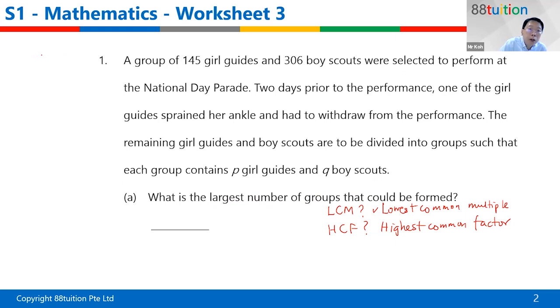So first of all, originally there were 145 Girl Guides and 306 Boy Scouts. Now, 2 days prior to performance, one of the Girl Guides sprained her ankle and had to withdraw. So as a result, now instead of 145, you have only 144. And the Boy Scouts remained the same. So let's do this.